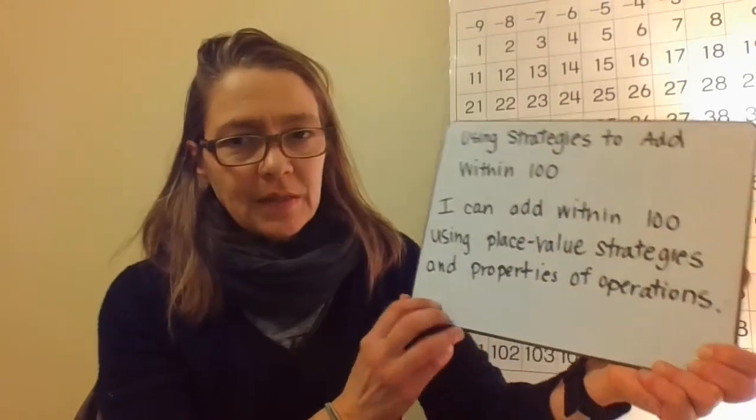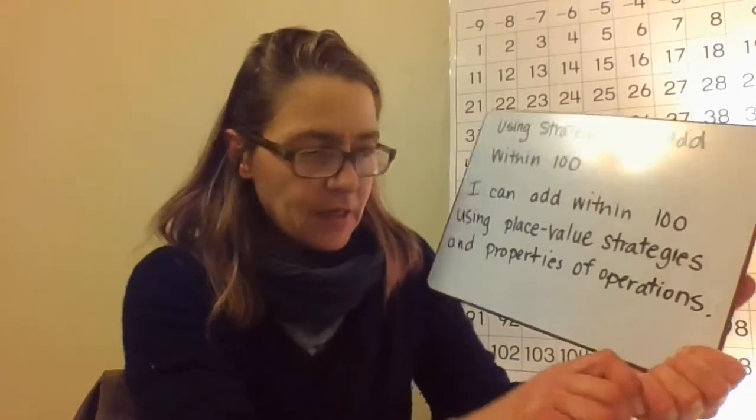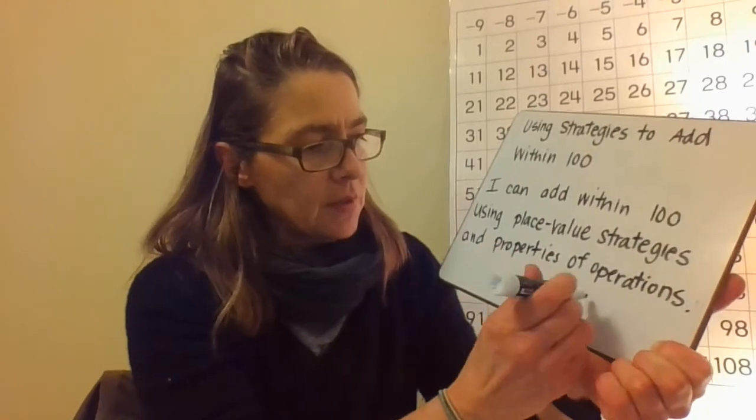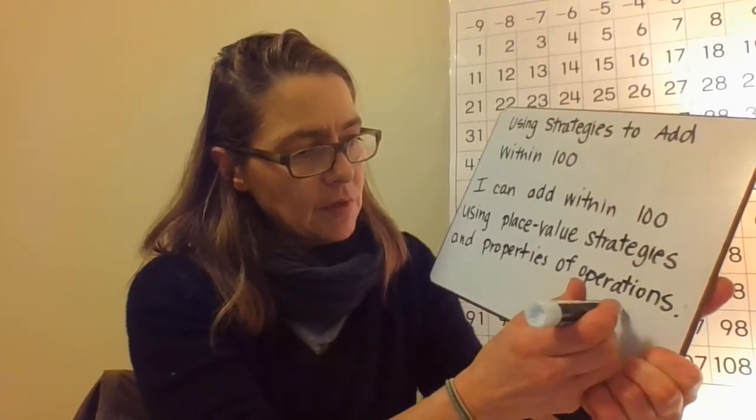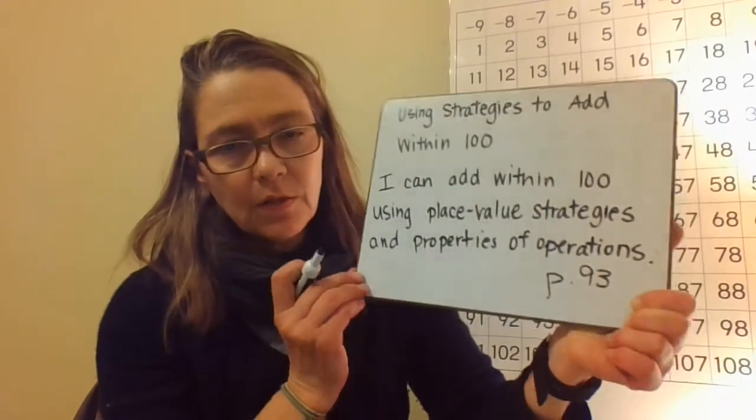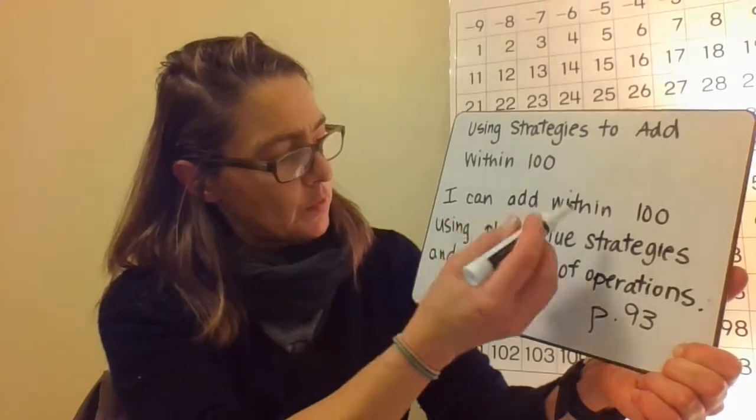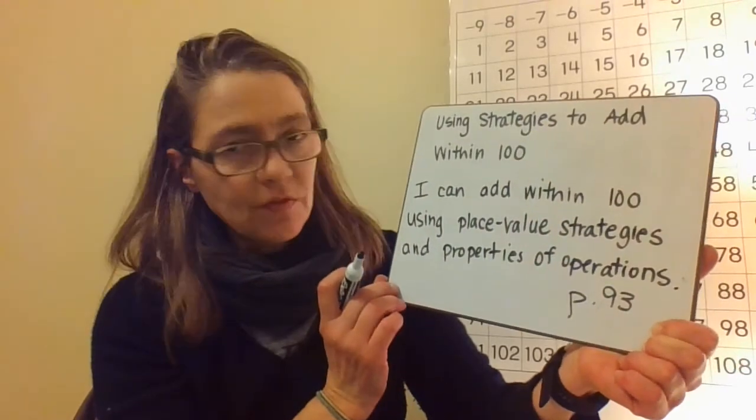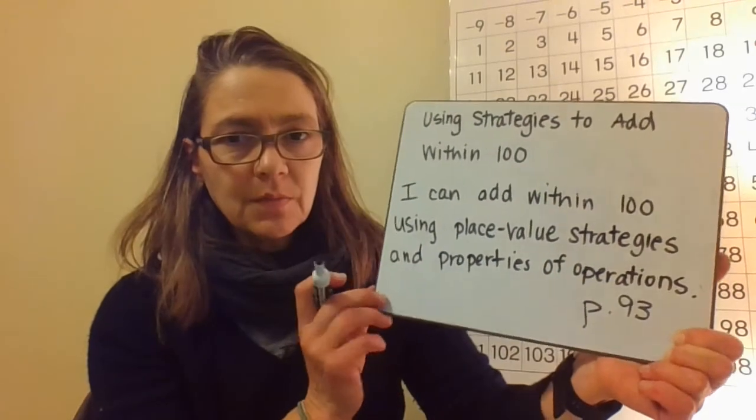Here's the I can statement, and the I can statement is on page 93 of your workbook. And I'm going to read it for you, and you can read along in your workbook. I can add within 100 using place value strategies and properties of operations.